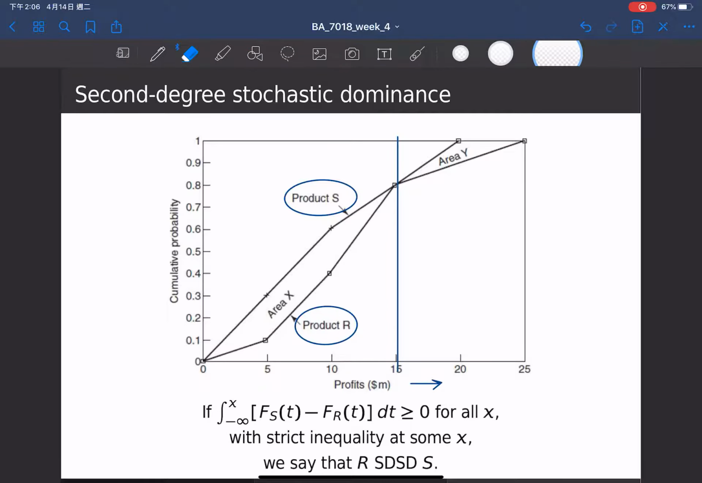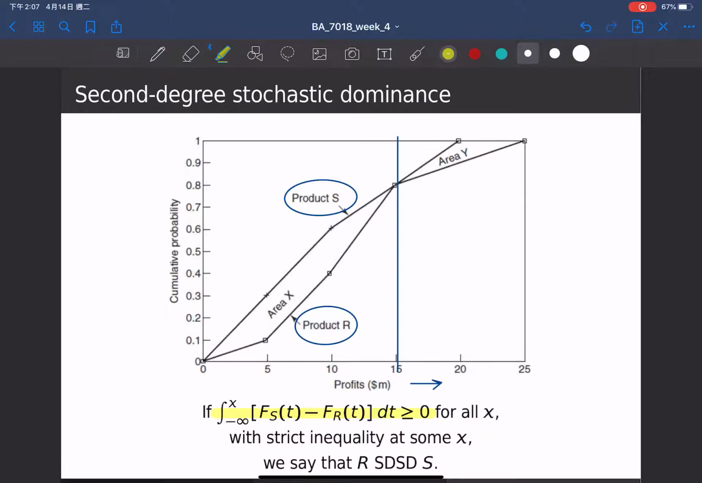Okay, so the definition is that you do an integral from minus infinity to x, and if the integral of the difference between the cumulative functions is positive for all x, with strict inequality at some x, then we say that R second degree stochastically dominates S.